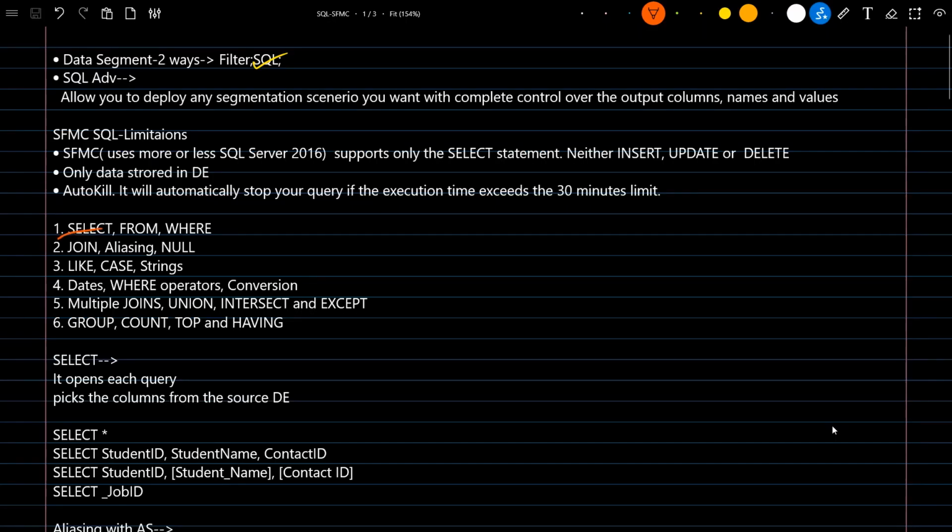So we have covered in this session joins, aliasing, and null. The usage of null is basically in conditions, that is, while writing the where keyword. In the next session, we will be covering case strings.